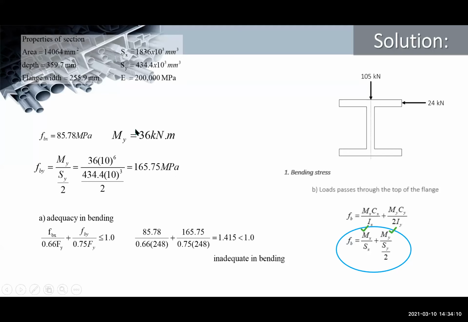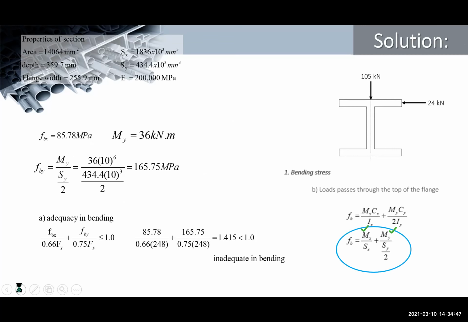No? Ito lang. So, substitute nyo lang FBX, FBY. Now, here, ang mangyayari is naging 1.415 yung interaction value. So this is greater than 1.0. So if the tangential load is at the top flange, the beam section will be inadequate. So inadequate na yung section natin. So yun. Example kapag nasa top flange yung tangential load. Naging inadequate yung section natin.